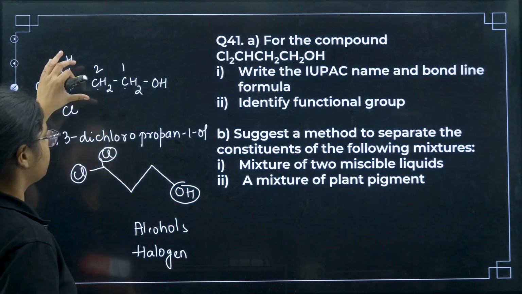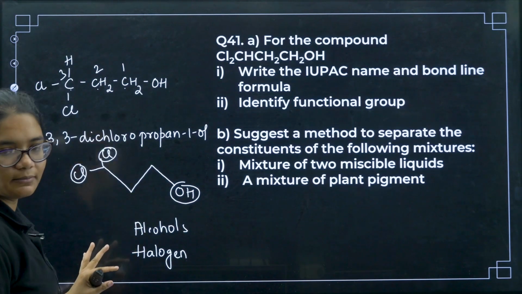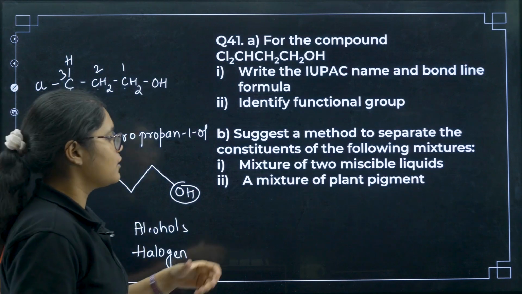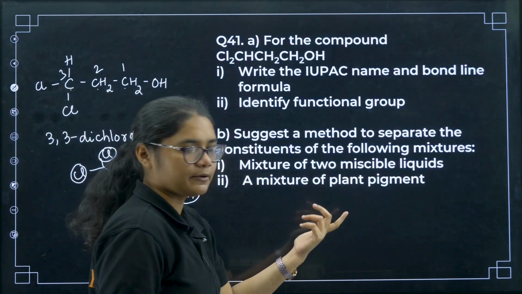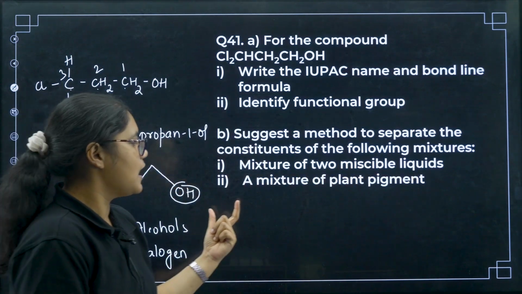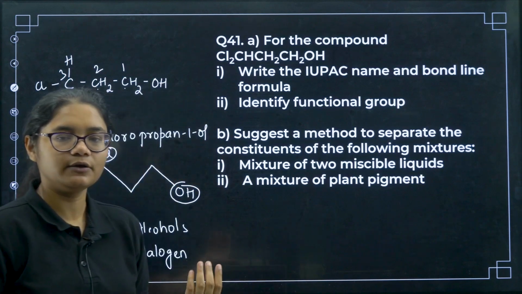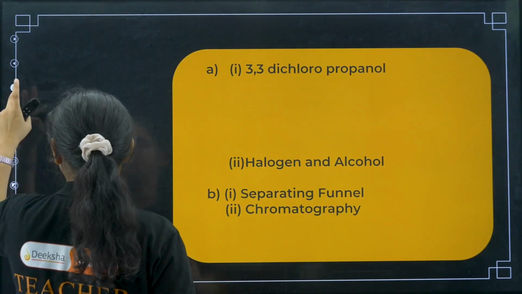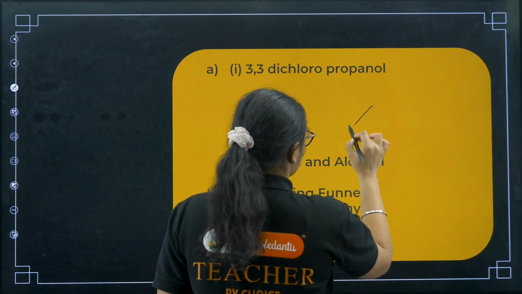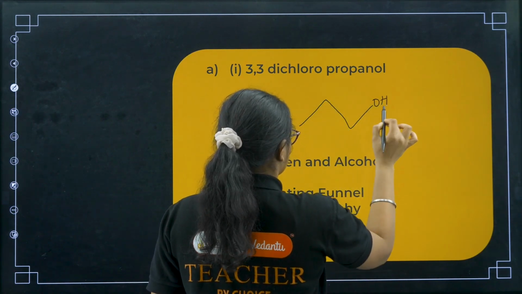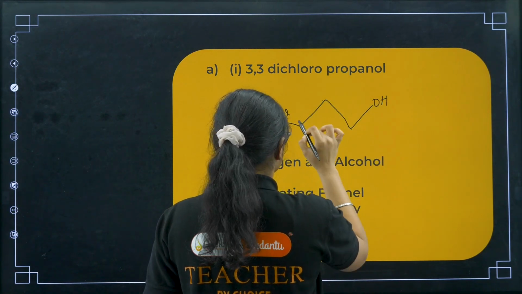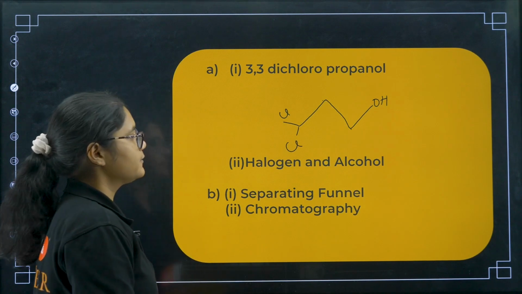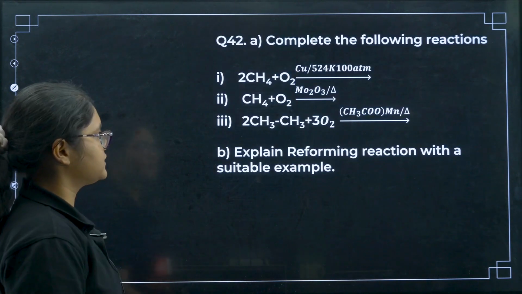Okay, so this will give you 1 mark, 1 mark, half of 1 mark. So, total 3 marks. Next, how will you separate 2 immiscible liquids? By using a separating funnel. A mixture of plant pigments by using chromatography. Okay, so that answer I have given you. This bond line formula, I will do it once again. Okay, 1, 2, 3. Clear? Okay, next we'll move to question number 42.